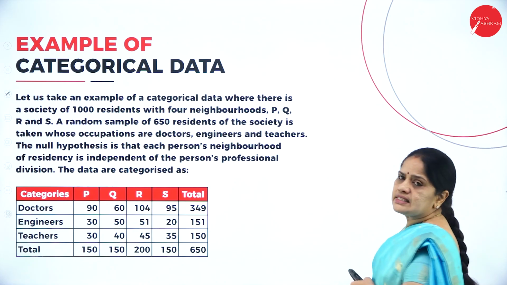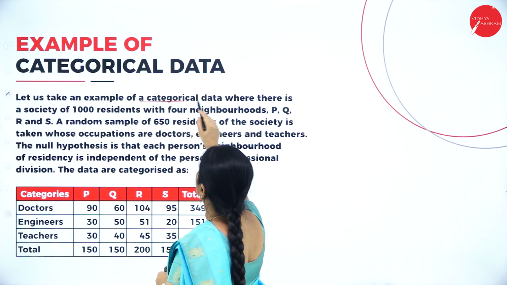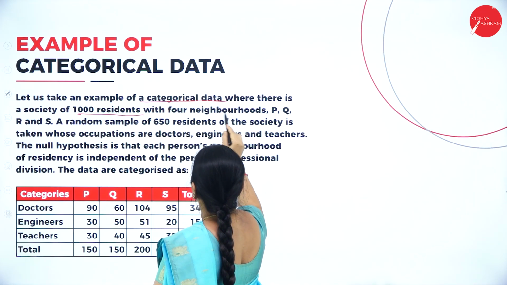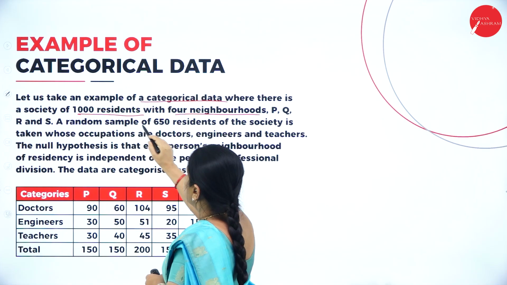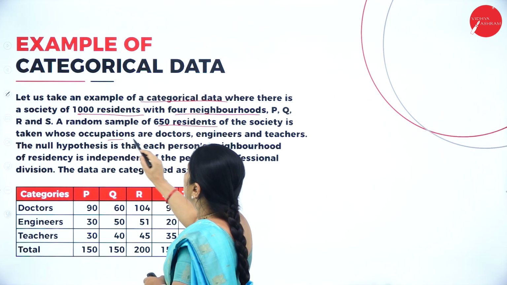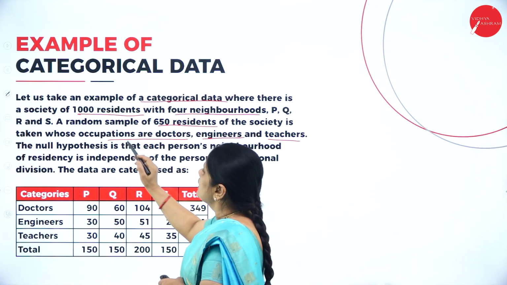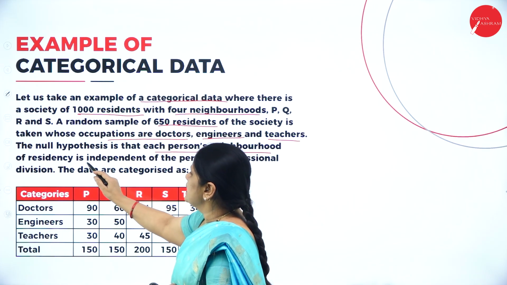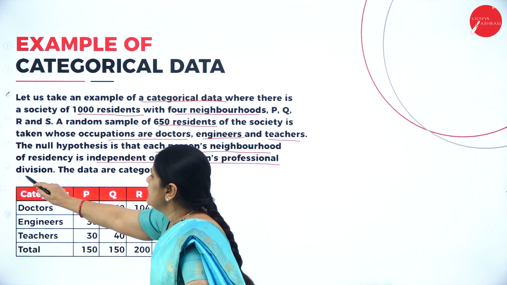Now, we have an example of categorical data here. Let us take the example of categorical data where there is a society of 1000 residents with 4 neighborhoods P, Q, R and S. A random sample of 650 residents of the society is taken whose occupations are doctors, engineers and teachers. The null hypothesis is that each person's neighborhood of residency is independent of the person's professional division.